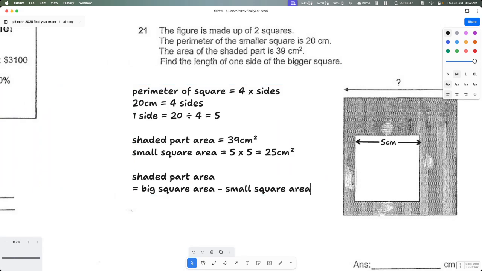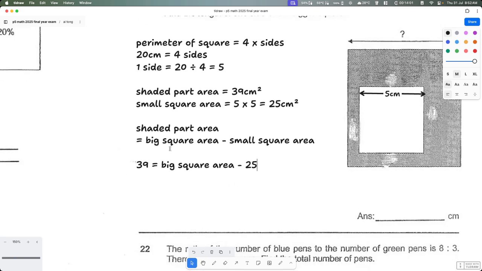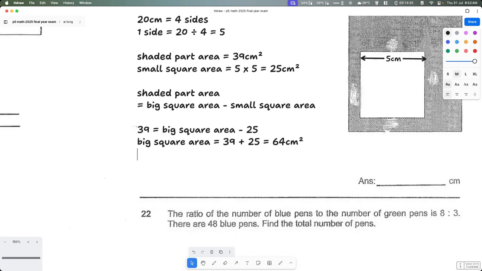So if we put in the values, we will have 39 is equal to the big square area, right? And then we minus the small square area, 25. So that means if we were to add this up, the big square area is actually a combination of the shaded area, 39, plus 25. Okay, and this will give us, not 29, 39. 39 plus 25 will give us 64 centimeters square. All right, so we want to know what is the length of one side.